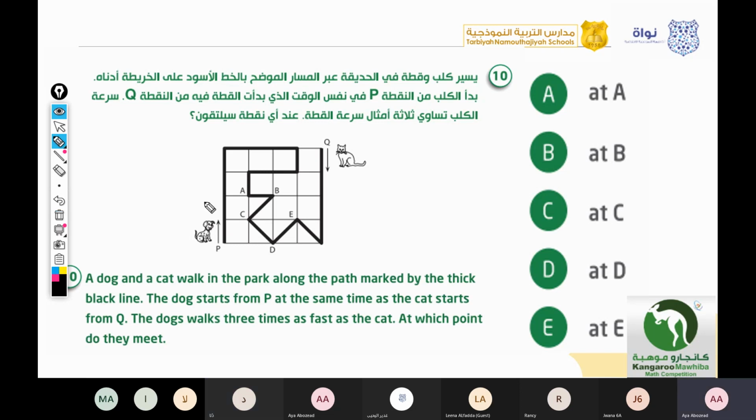Now we have a competition. Solve the question in the chat box and we will give you a heart with 3 points if you finish.